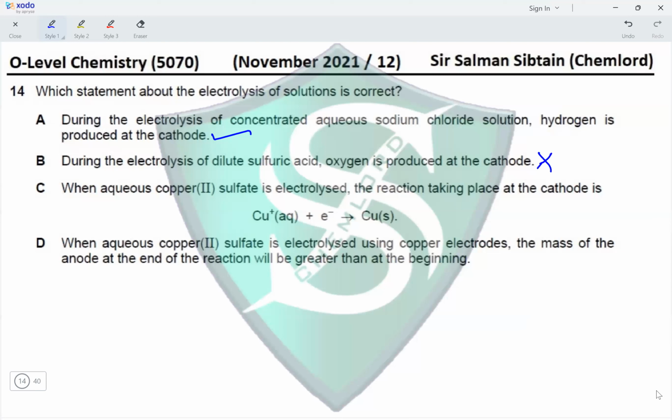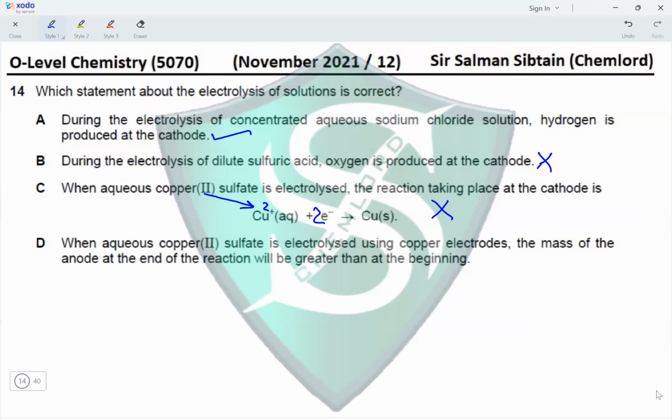Option C. When aqueous copper 2 sulfate is electrolyzed, the reaction that takes place at the cathode is Cu+ plus electron gives Cu. No. When aqueous copper sulfate is electrolyzed, the reaction taking place would be Cu2+ plus 2 moles of electrons giving you Cu. Copper has a charge of plus 2 as stated in the statement itself. So we would need 2 moles of electrons. So the equation given is incorrect.